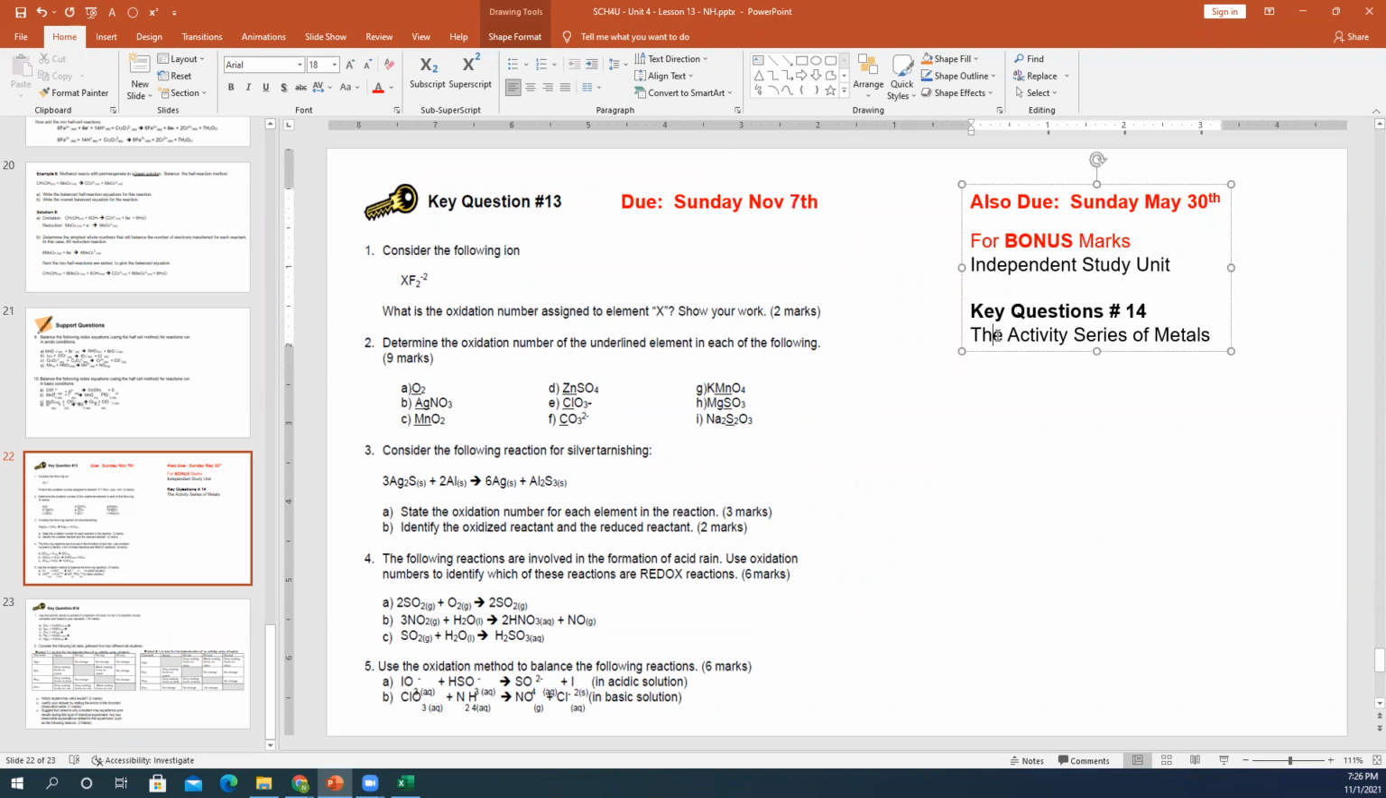November 7th. And also the activity series of metals from lesson 14, that is also due this Sunday. This is the independent study unit. And the key questions for question number 14 for the activity series of metal, although you don't have to hand it in, you do have to go through this and understand this.